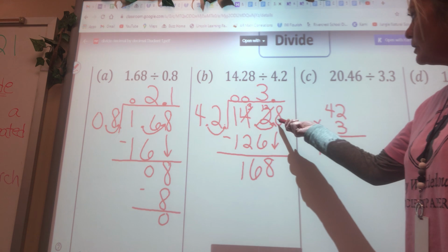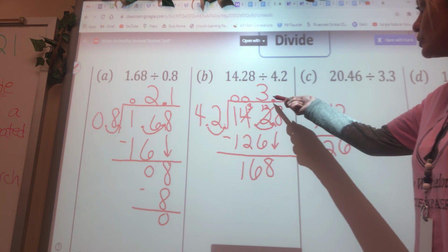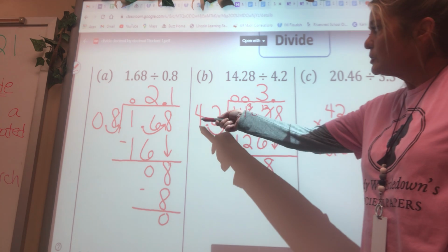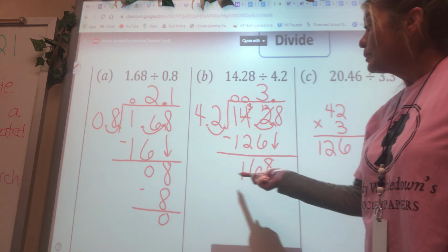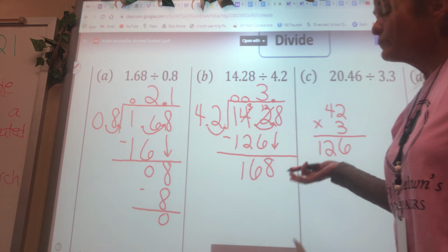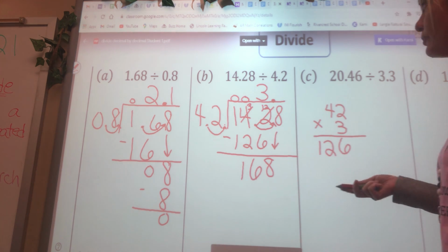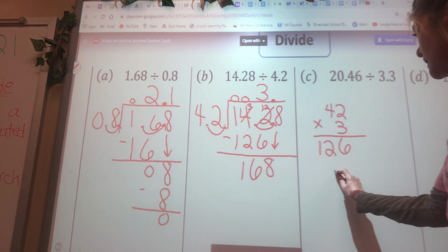Well, that's a little bit bigger than the 142, and I know it went into that 3 times. Also, if I just look at what's in the tens place, 4 doesn't go into 1, but it does go into 16. And I know that 4 would go into 16 4 times, so I'm going to go over here to the side and see if 42 will go into my 168 4 times.